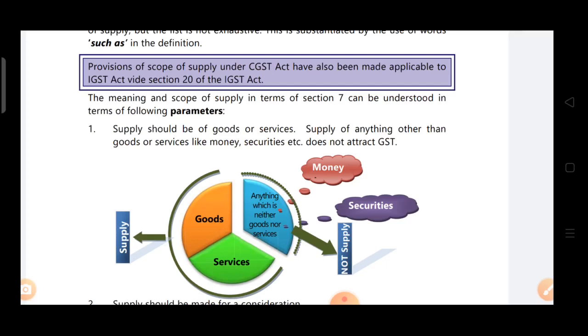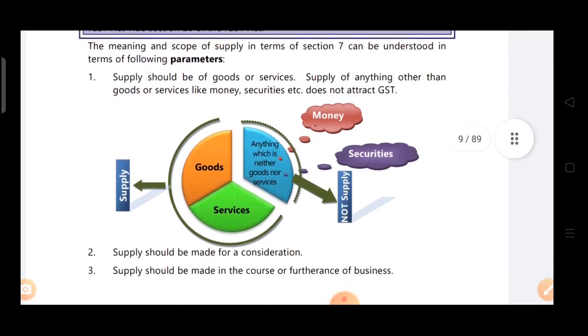With the help of these parameters we'll understand the meaning and scope of supply more clearly. The first one is that supply should be of goods or services. Supply of anything other than goods or services, like money, securities, etc., does not attract GST. The things excluded from the definition of goods or services, that is money and securities, do not attract GST. So it should be of goods or services.